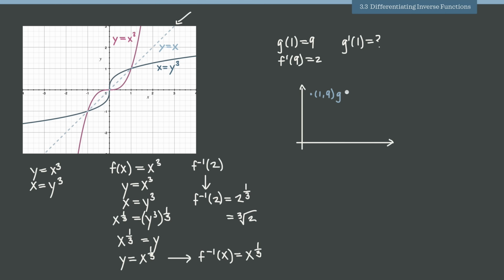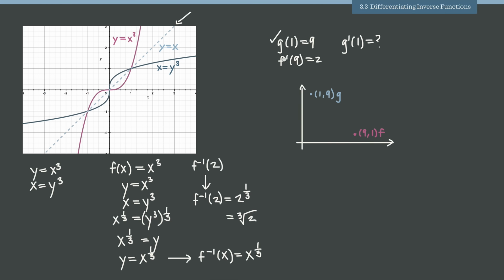Because f and g are inverses of each other, we know that there's a point on f that just has these values flipped. So if 1, 9 is on the curve of g, then 9, 1 is on the curve of f. So we can come over here and say 9, 1 is maybe right about here. We'll call this 9, 1, and we'll say that that relates to f. So we've addressed this piece of information.